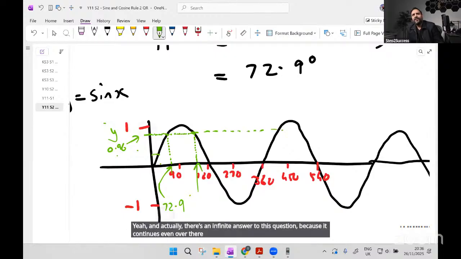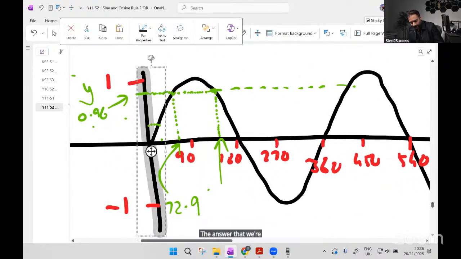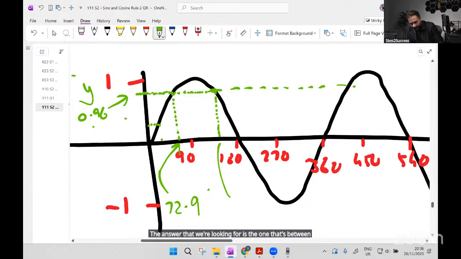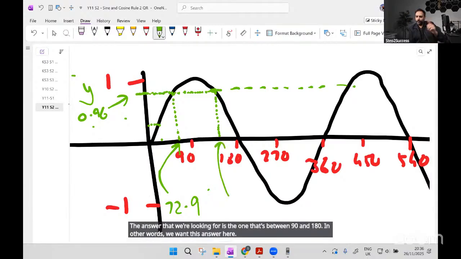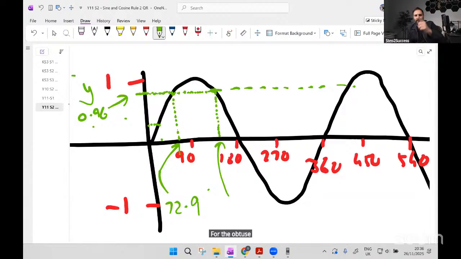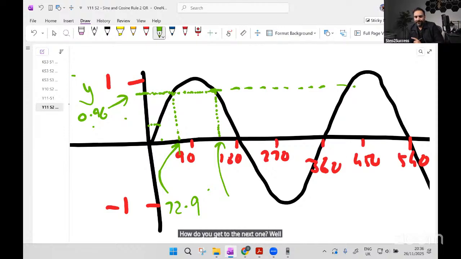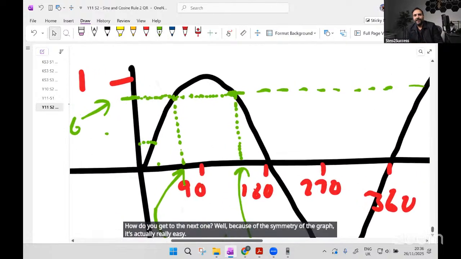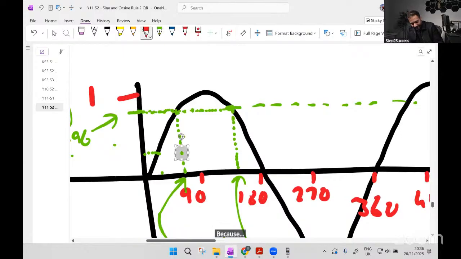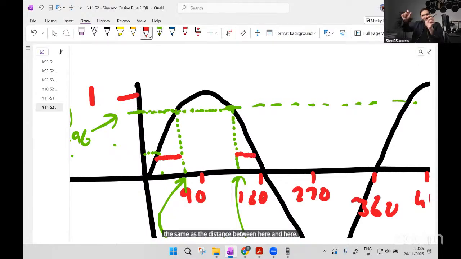But we don't need all of those. The answer we're looking for is the one between 90 and 180. In other words, we want this answer here for that obtuse angle that we talked about, not the 72.9. We want the next one. How do you get to the next one? Because of the symmetry of the graph, it's really easy. The distance between here and here is the same as the distance between here and here. It's meant to be exactly the same, it's just that I've drawn it weirdly.